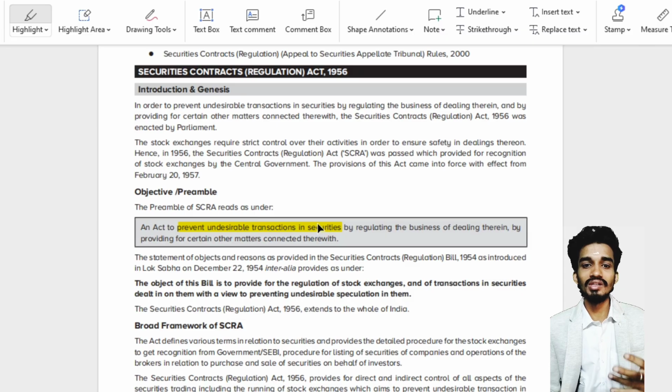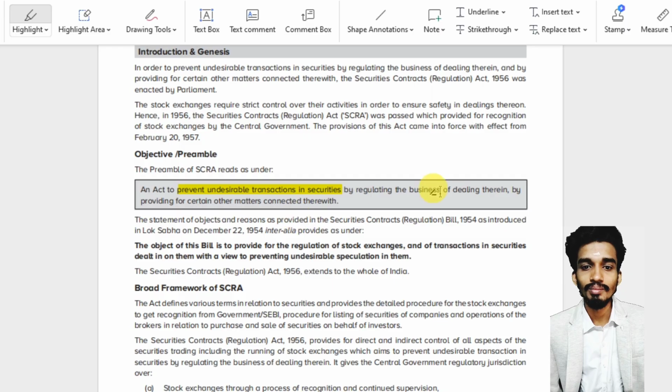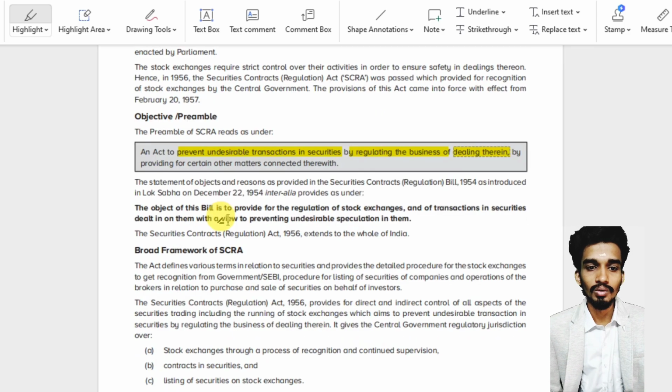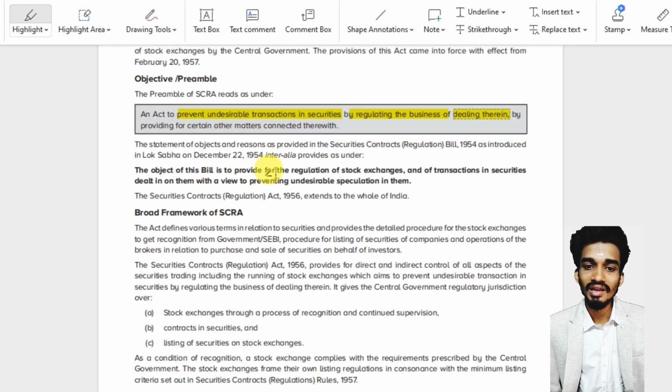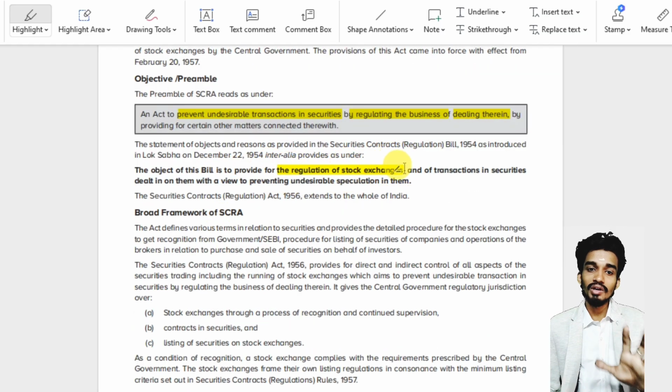So this ensures transparency and confidentiality. It ensures the transactions are more transparent in nature, and it ensures safety measures. It acts as a safety measure for the transaction in the securities, preventing undesirable transactions by regulating. So the main objective is of two kinds: to prevent the undesirable transaction and to regulate the securities dealing therein, by providing certain other matters connected therewith. So the bill is to provide the regulation of securities, and regulation of stock exchanges also.